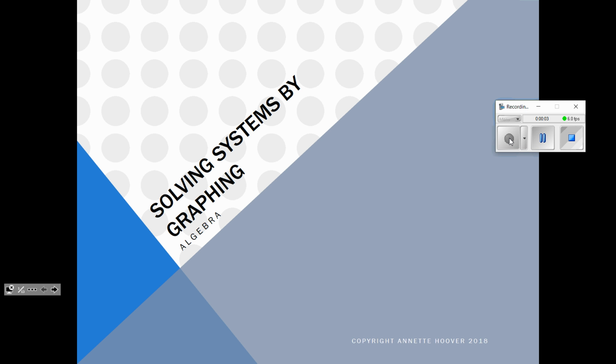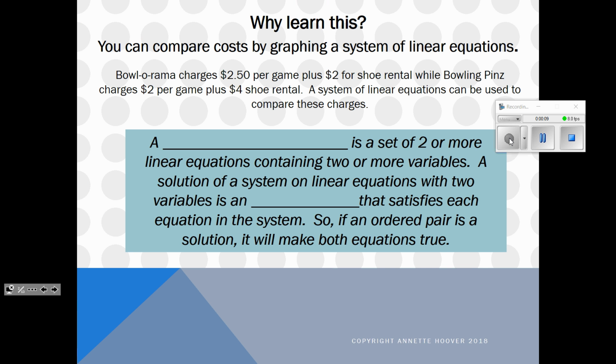Today we're going to look at solving systems of equations by graphing. So first let's look at why we need to learn this. You can compare costs, for example, by graphing a system of linear equations.